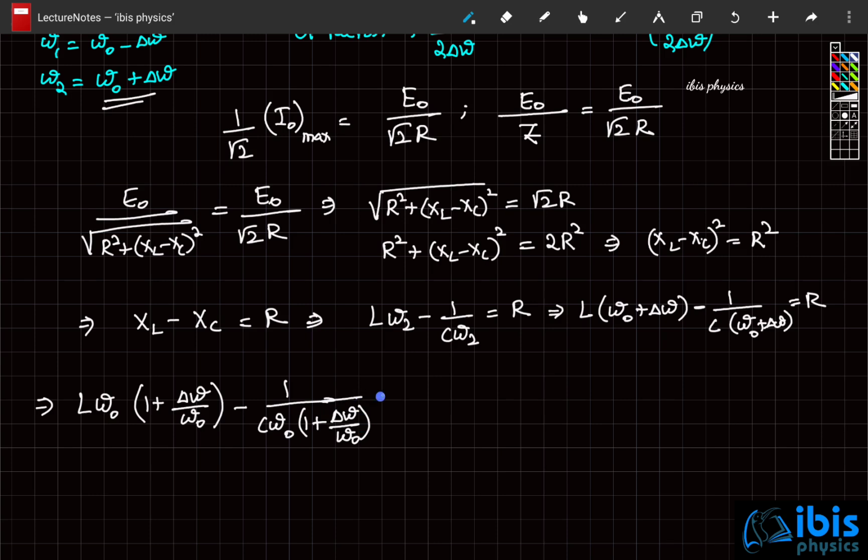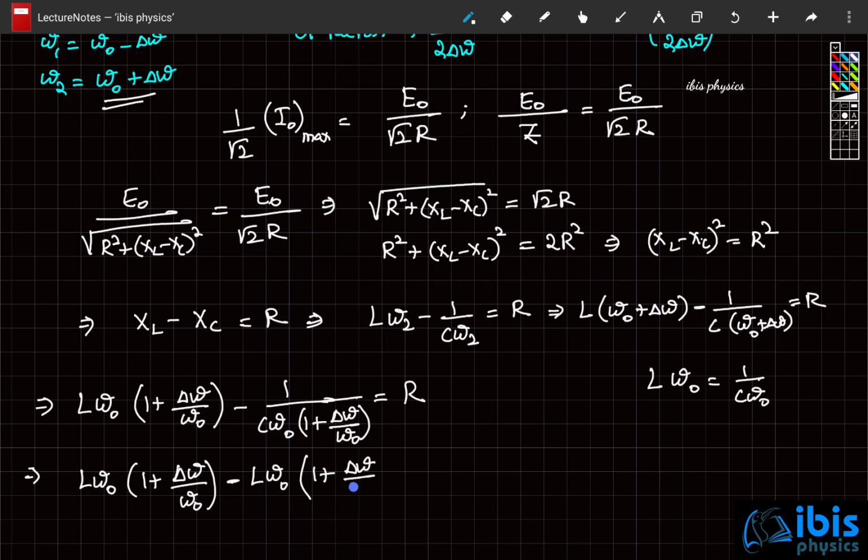But at omega naught, XL is equal to XC. So at resonance frequency, L omega naught is equal to 1 by C omega naught. So I can write 1 by C omega naught as L omega naught. So the next step, L omega naught into 1 plus delta omega by omega naught minus 1 by C omega naught, I am writing it as L omega naught. This thing I am taking to the numerator, so 1 plus delta omega by omega naught whole power minus 1, equal to R.